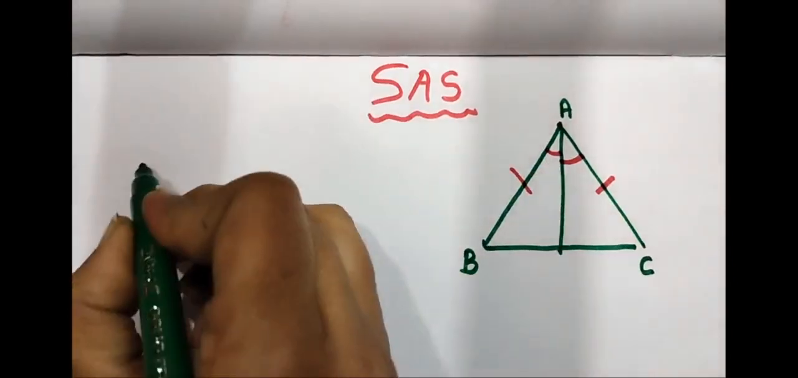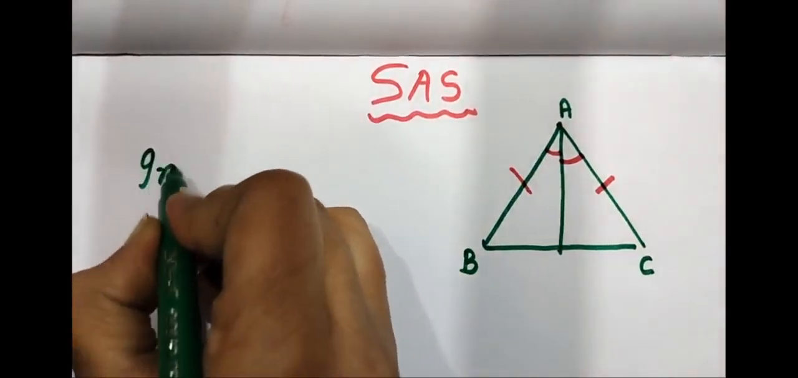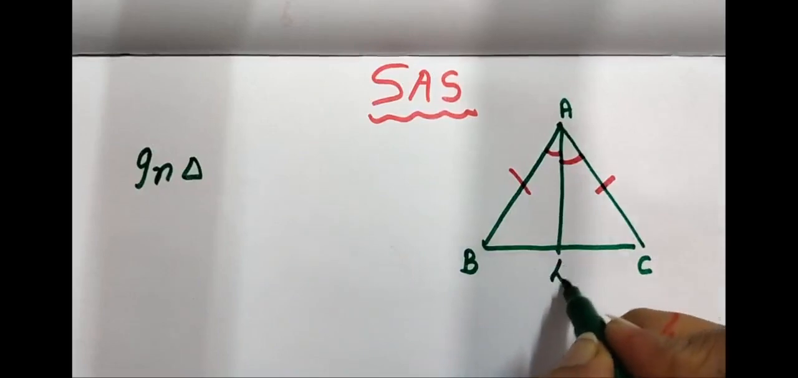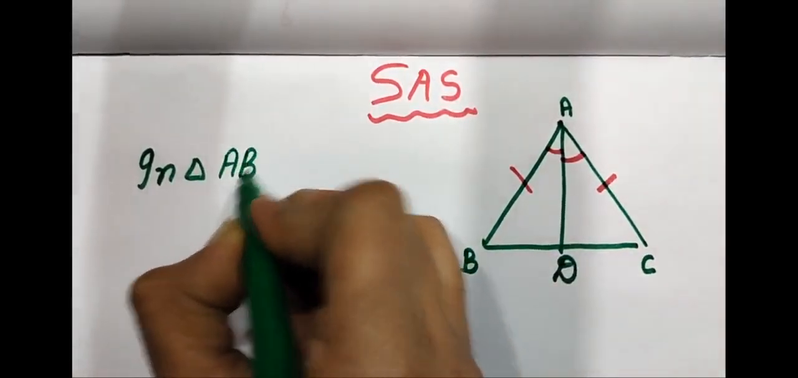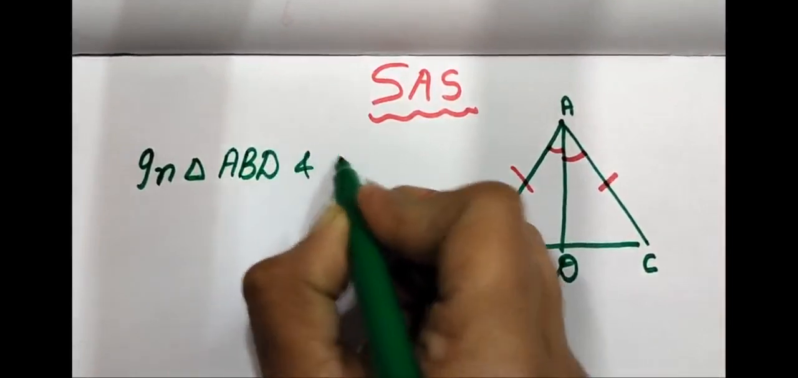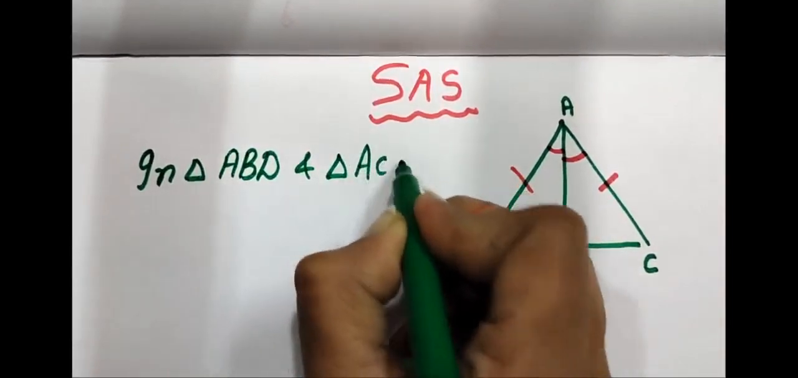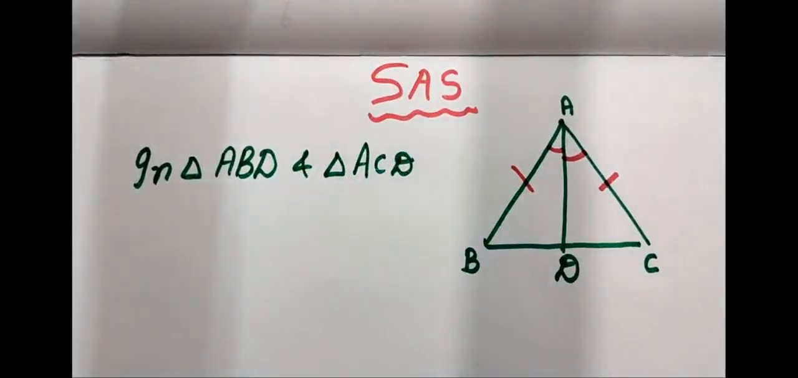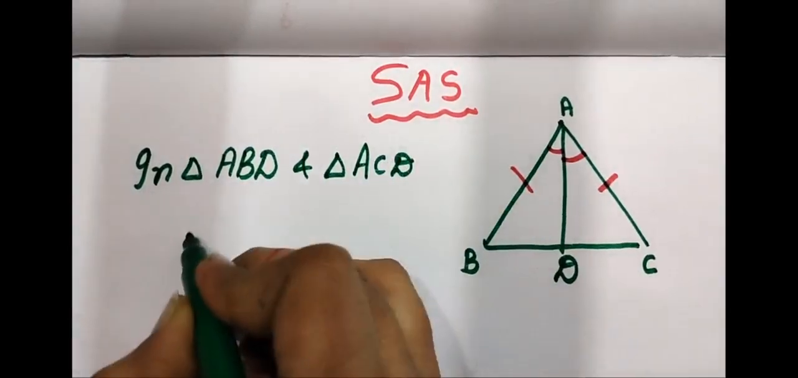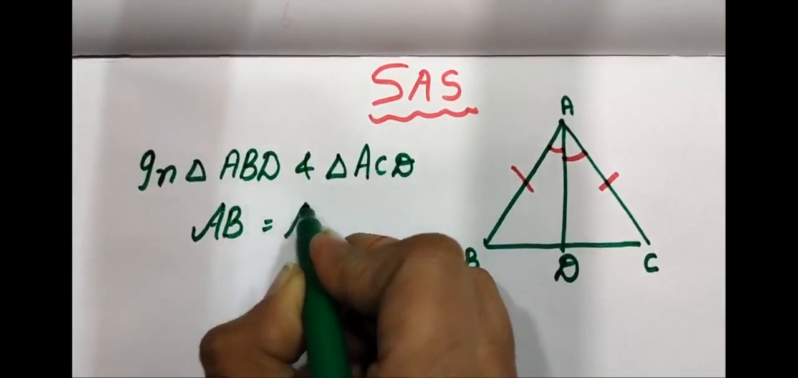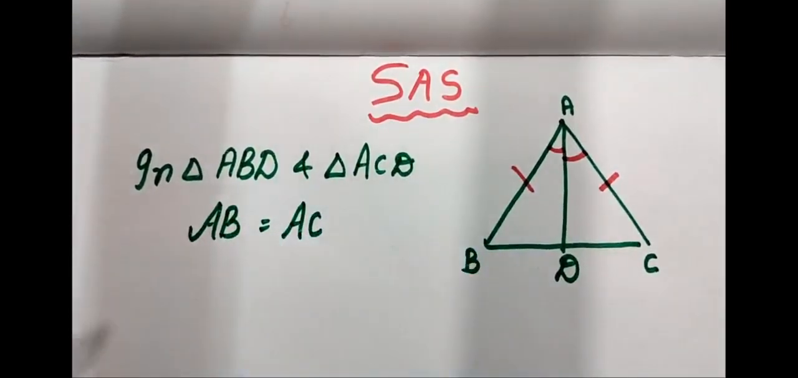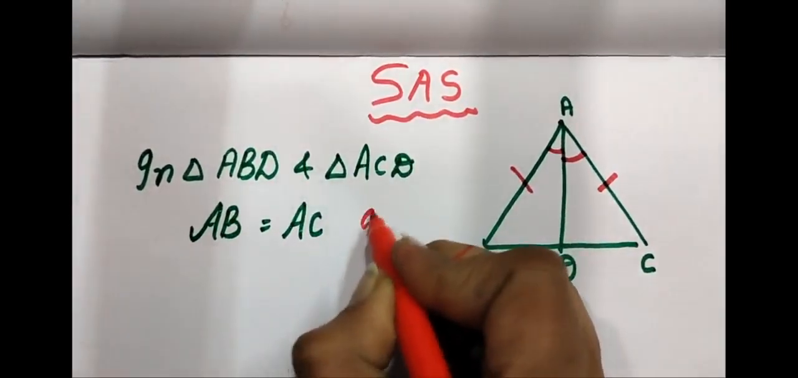Right. So first of all, we'll write down in triangle. Let's take this point D. In triangle ABD and triangle ACD. So we have taken 2 triangles. So first of all, I'm going to write down the given condition. AB is equal to AC. This is given. So here we'll write down the reason.